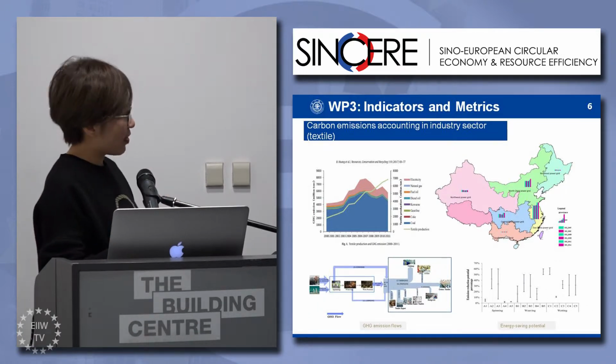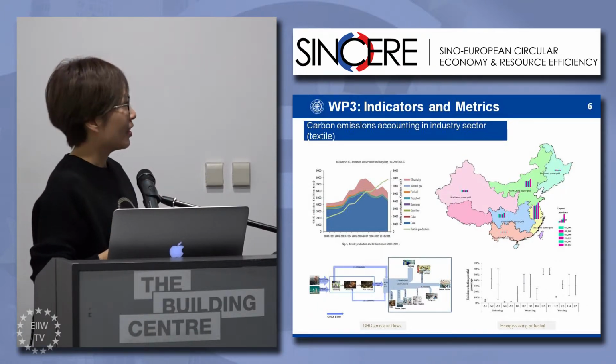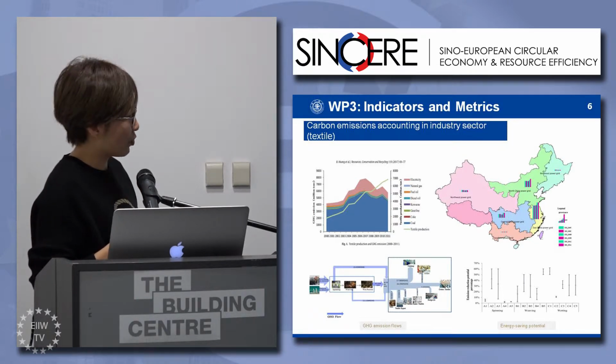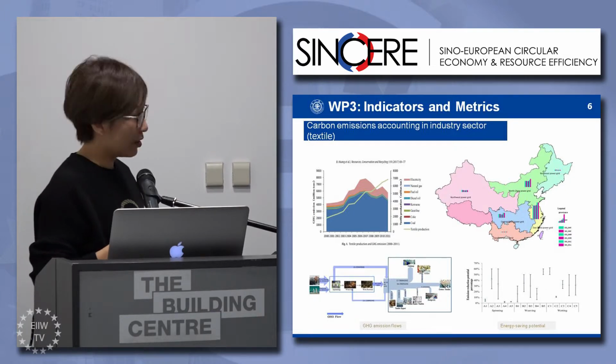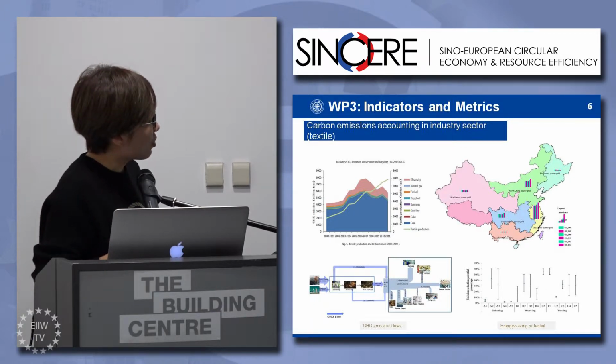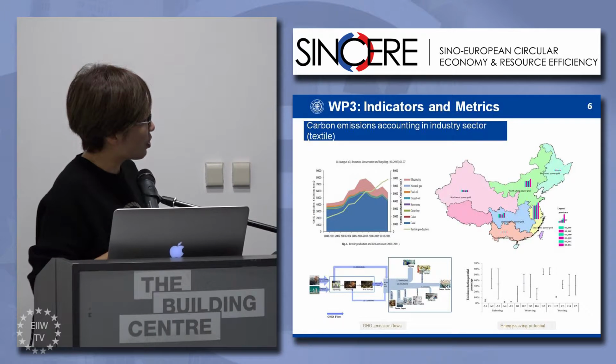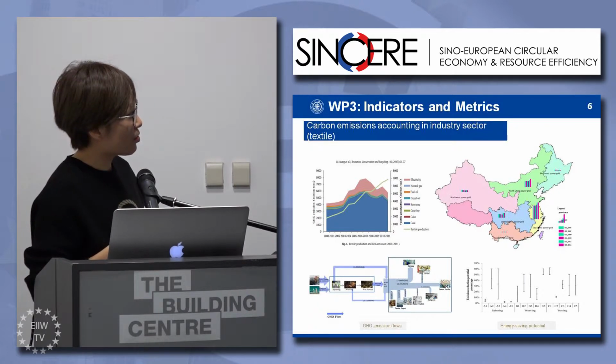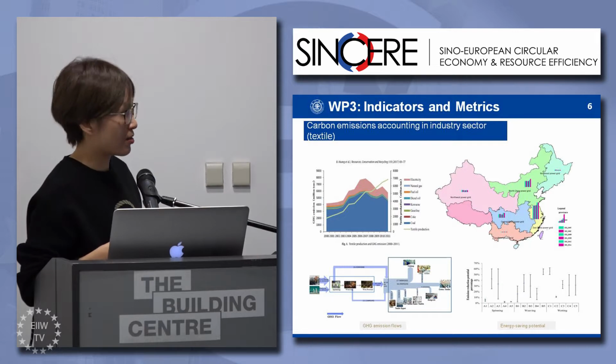This research is done by my group. It's about the greenhouse gas emissions in the textile industry. We look at the energy sources of the textile industry. They are mainly coal and electricity, as we can see in this figure. And this is the spatial distribution of the greenhouse gas emissions in the textile industry.